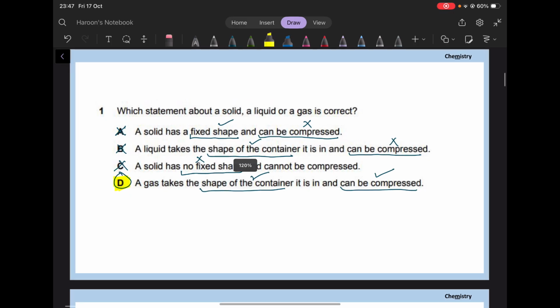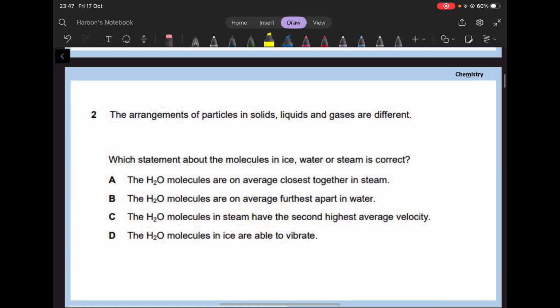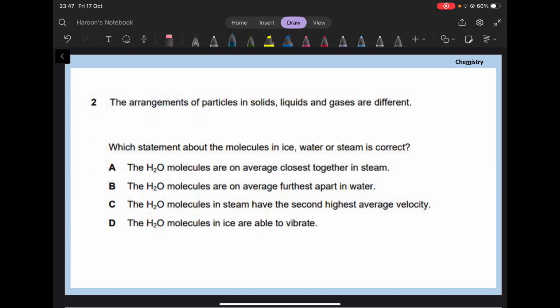Next question. The arrangement of particles in solids, liquids, and gases are different. Which statement about the molecules in ice is correct? Ice, of course, would be solid. Water would be liquid, and steam would be gas. The H2O, basically water molecules.